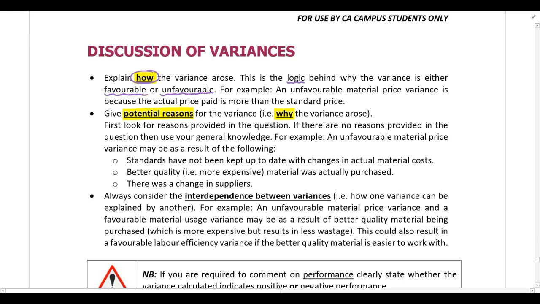If you have an unfavorable material price variance, so how did the variance arise? Because the actual price paid is more than the standard price. Why did the variance arise? Here's a few potential reasons. Either the standards have not kept up to date with changes in actual material costs, so the standards might be outdated, and that's why the actual cost is higher than the standard cost. Or maybe better quality, more expensive material was purchased, or maybe there was a change in suppliers. So those are all potential reasons why you could have an unfavorable material price variance.